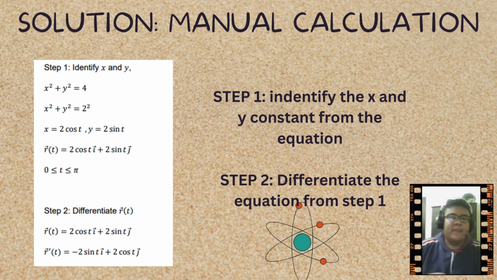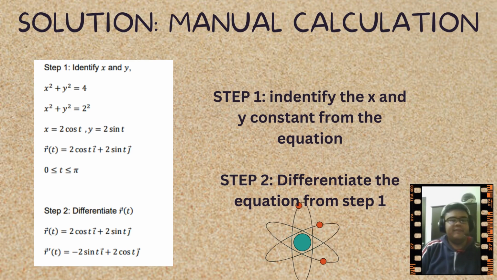Step 1, we identify the x and y, which in our case is x equals 2 cos t and y equals 2 sin t. And we will get our r(t) equal to 2 cos t i plus 2 sin t j. And the range of t will be 0 until pi.